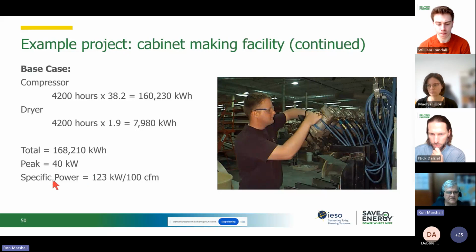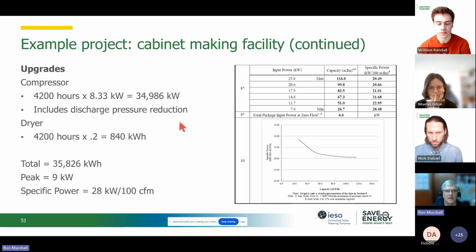And we can calculate the specific power. And this is always what makes me shake my head about modulation compressors, right? 123 kilowatts per 100 CFM is the operating specific power of this system. So extremely inefficient. A system like this should be in the 20s for a small system, right? Not 123, right? So that tells us we've got a massive amount of savings possible in this system.